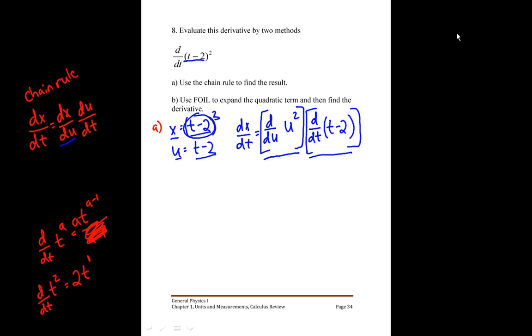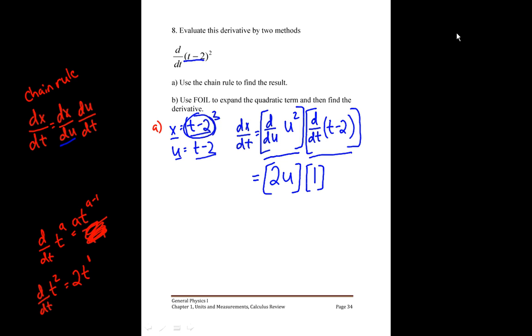If this is completely foreign to you right now, don't worry, it'll become more clear as we go along, but some of you have already had this, and I want to make sure that we're up to speed. Both of these are pretty simple derivatives. The derivative of u squared with respect to u is just going to be 2u. And then the derivative of t minus 2 with respect to t is just going to be 1.